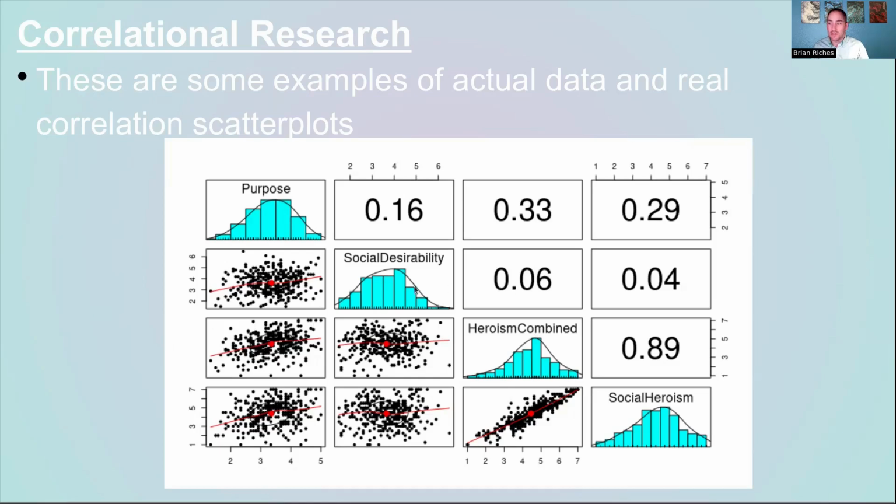One that was really good is social desirability. I didn't want the questions about will you do something heroic to give socially desirable answers, for people to just want to make themselves look good. So I wanted a very low correlation. If you remember, 0 is the lowest correlation. 0.06 is the correlation between social desirability and heroism. So basically 0. There was no relationship between people answering socially desirably and their answers on heroism.